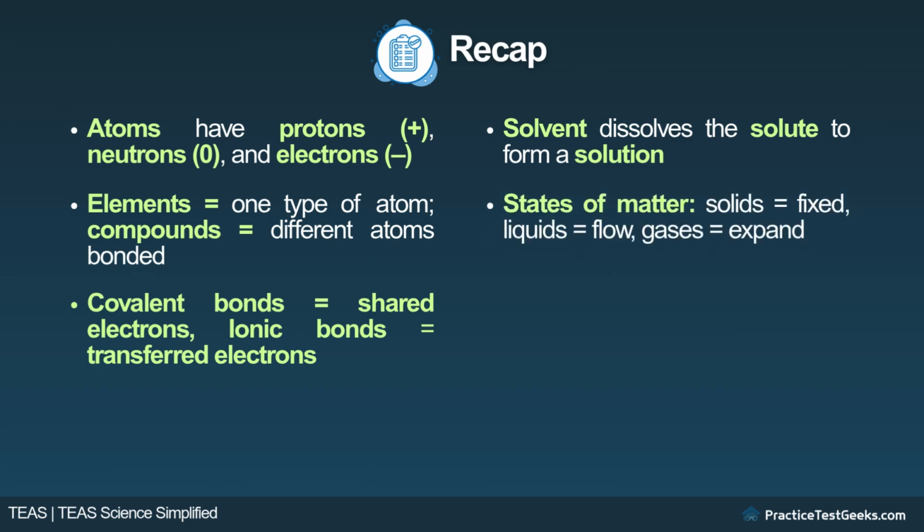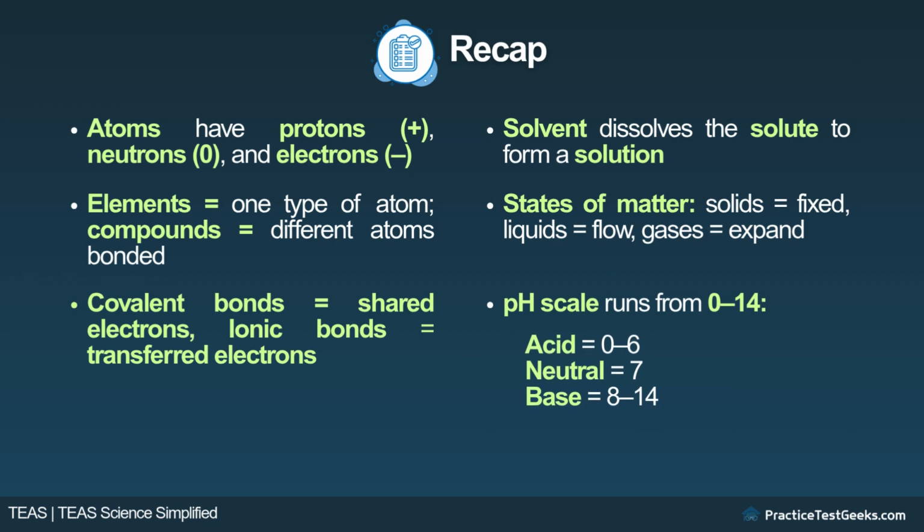Now for states of matter. Solids have a fixed shape, liquids flow but keep volume, and gases expand to fill the space. Finally, the pH scale runs from 0 to 14. 0 to 6 is acidic, 7 is neutral, and 8 to 14 is basic or alkaline. These core ideas will help you answer both fact-based and reasoning questions on the TEAS Science section.